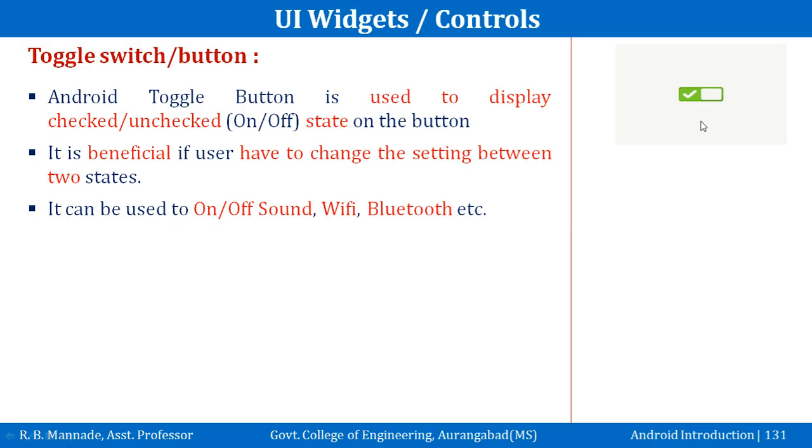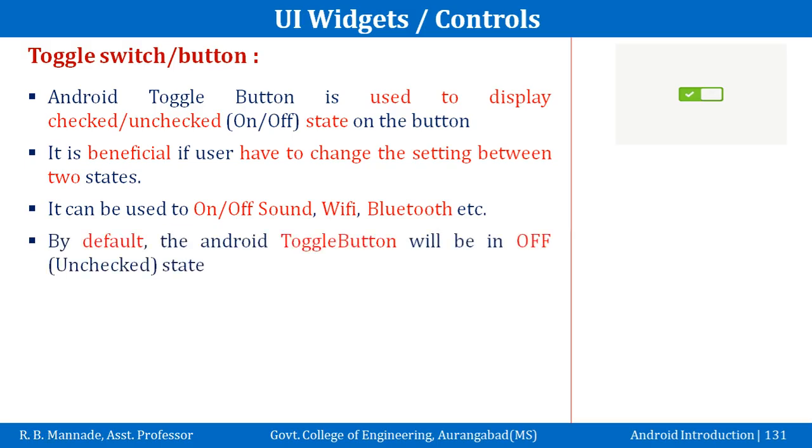As shown in this particular GIF image, there are two states. Currently this is the off state, which is indicated by the gray color and cross mark, and this is the on state, which is indicated by the right tick and green color. So these are examples of a toggle switch or toggle button.